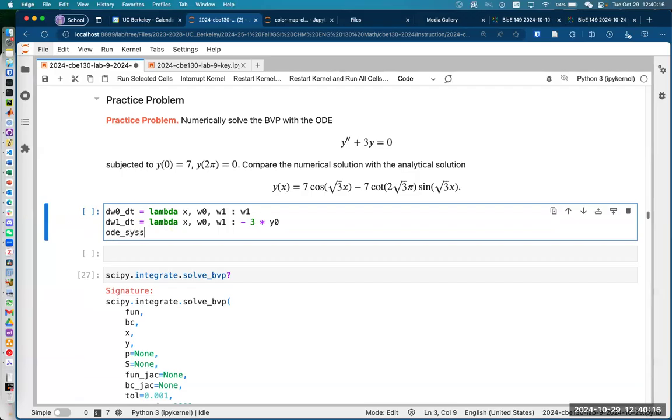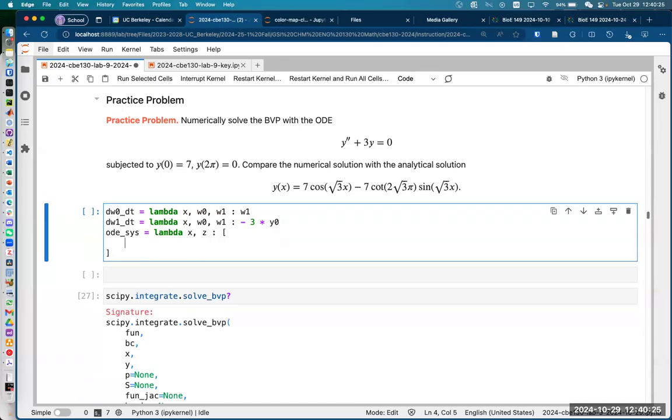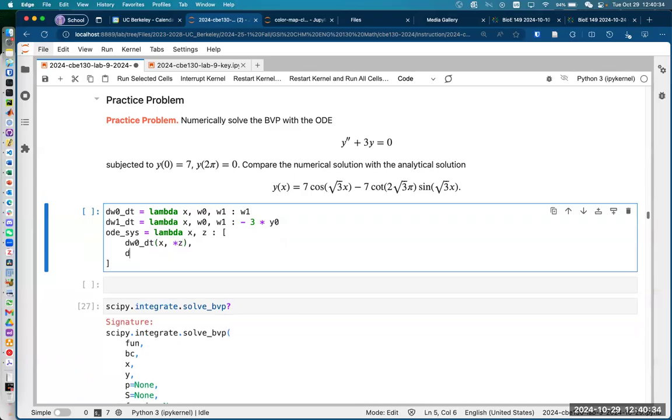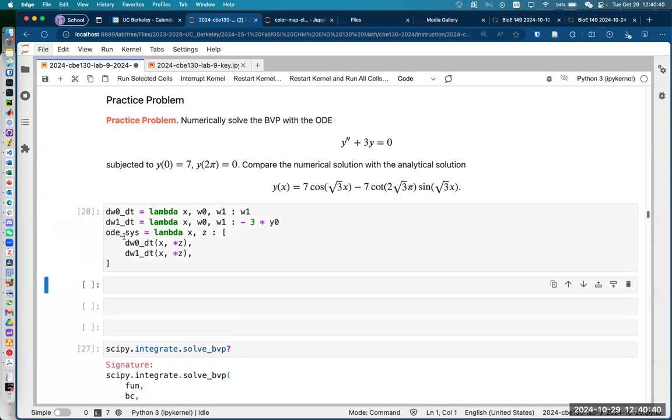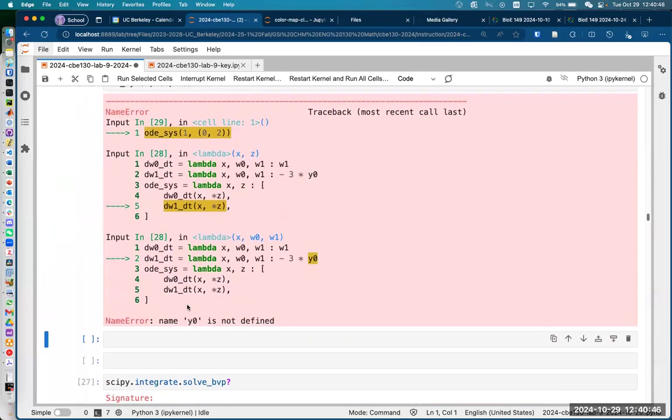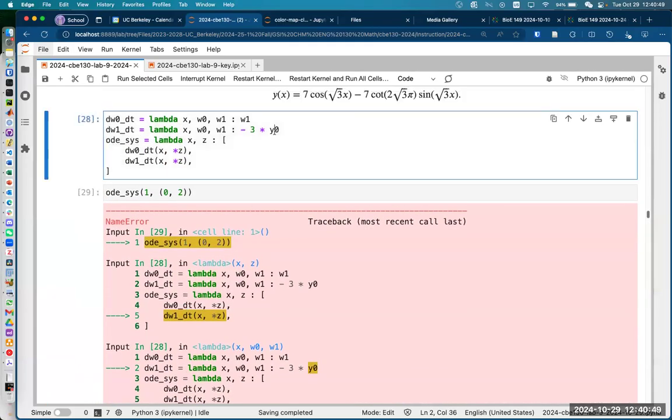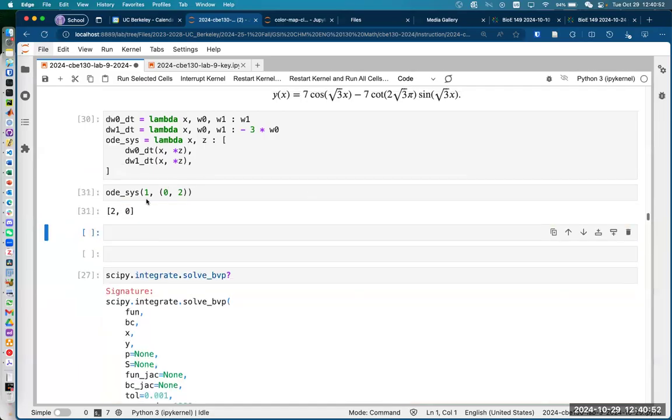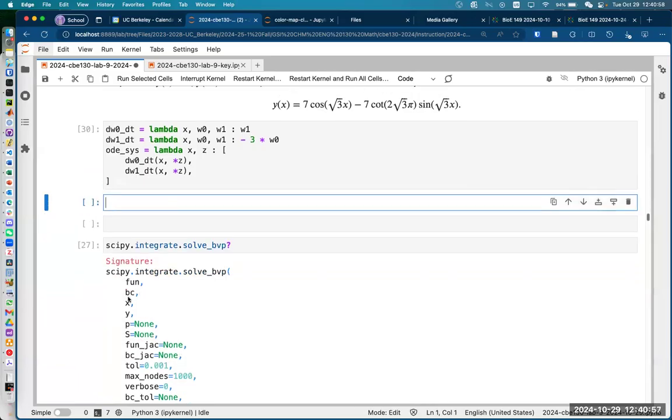And then define the ODE system as a lambda function of independent variable x and list of dependent variable z. And we evaluate dw0 dt at x and then star z, so unpacking all the components of z. And then dw1 dt at x and star z. And to verify if it works or not, let's just input some numbers. The y0 is not defined. Oh, this should be w0. So now we return some values. So this works. Okay, next we define the boundary conditions.